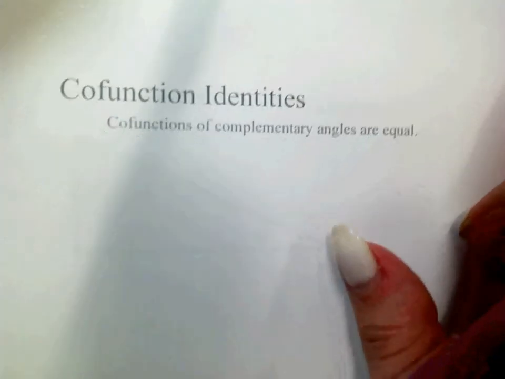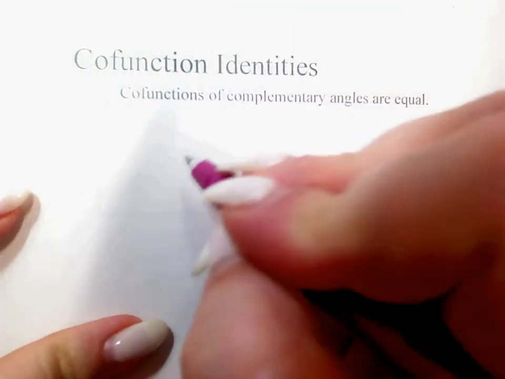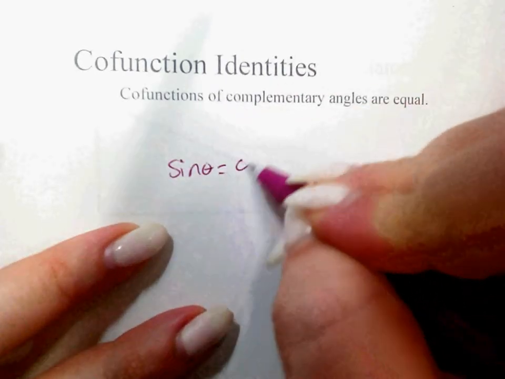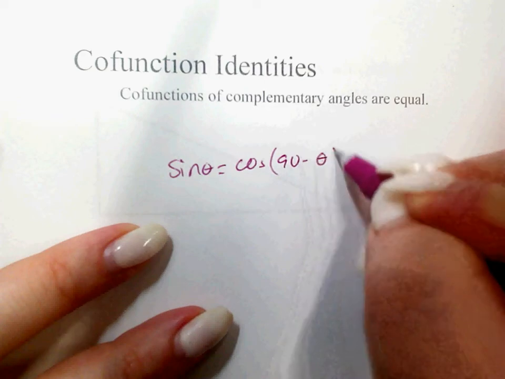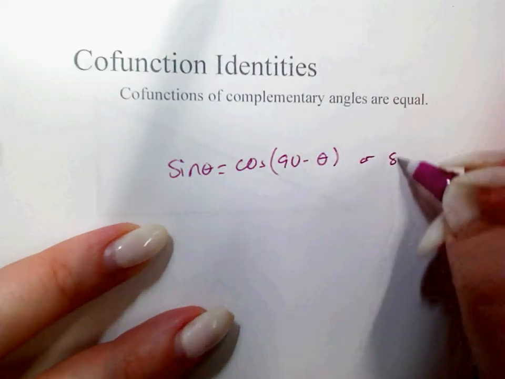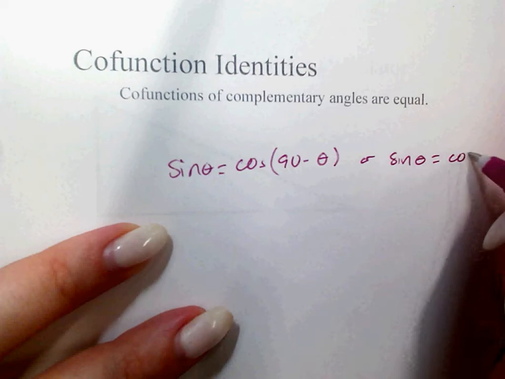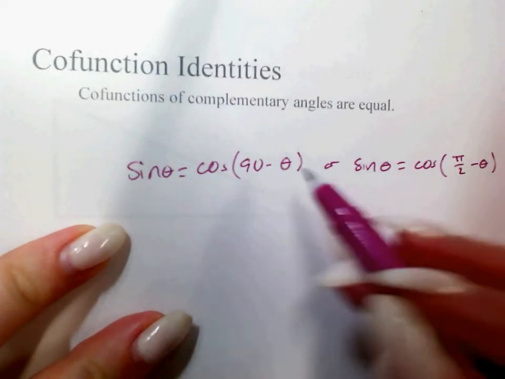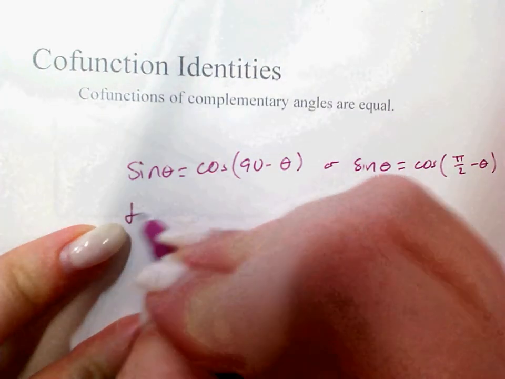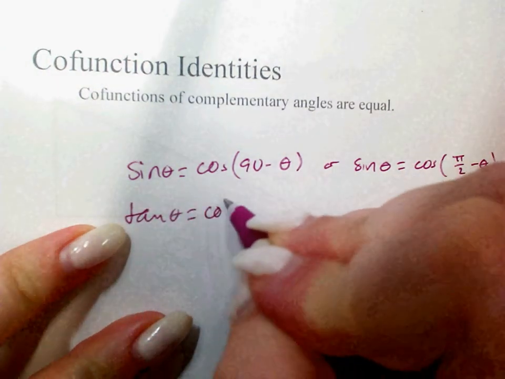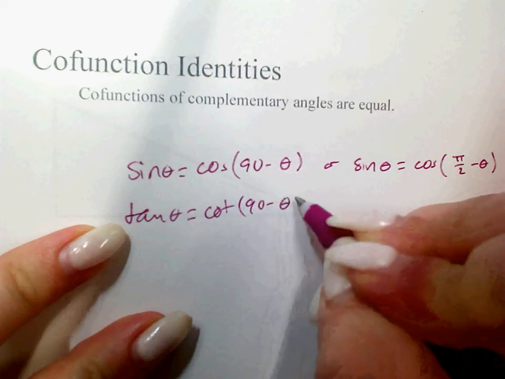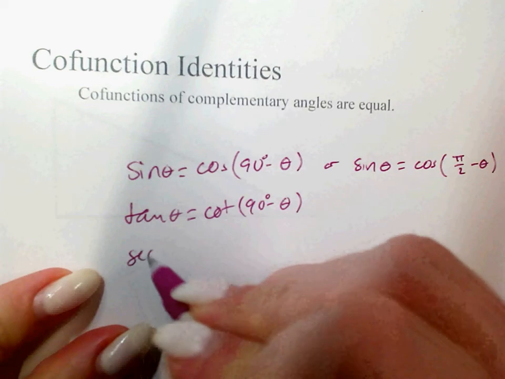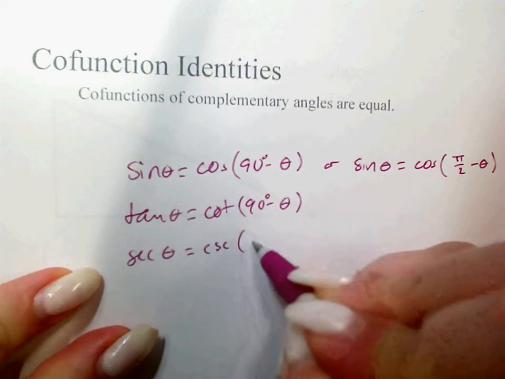Sine, cosine have that relationship. Tangent, cotangent, and secant, cosecant have that relationship. So if I were to write my cofunction identities, then I would say sine of theta equals cosine of 90 minus theta, or sine of theta equals cosine of pi over 2 minus theta. So it could be in radians or degrees. Tangent of theta equals cotangent of 90 minus theta. And secant of theta equals cosecant of 90 minus theta.